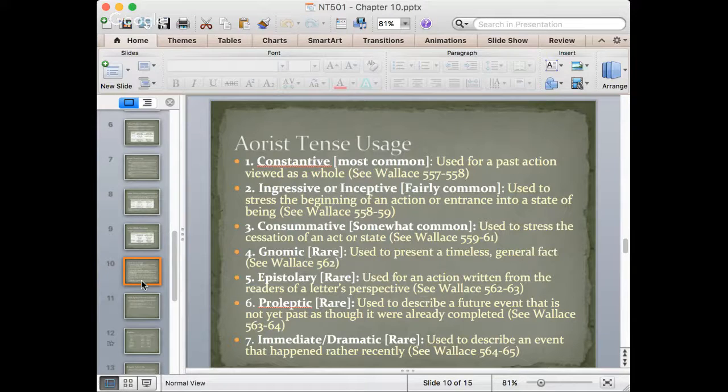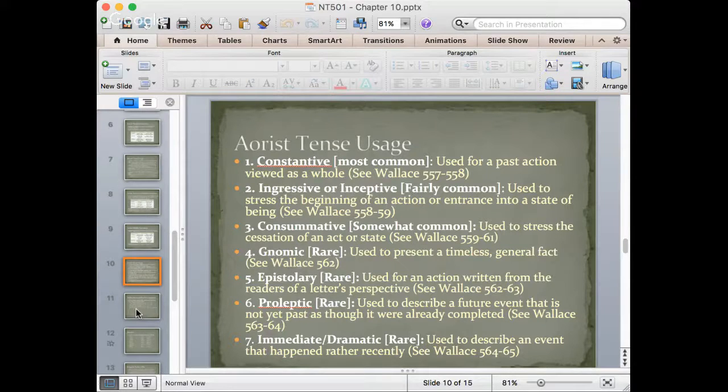And then the ingressive or inceptive, it's also fairly common, used to stress the beginning of an action or entrance into a state of being. The consumptive, used to stress the cessation of an act or state. And then a bunch of rarer ones: the gnomic, the epistolary, proleptic, and the immediate or dramatic. I've put Wallace's page numbers on all these if you want to read a little bit more. Long doesn't give any examples of these, but Wallace gives robust examples of how each of these functions, if you want to see the range of the aorist.